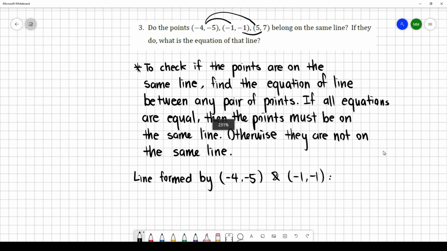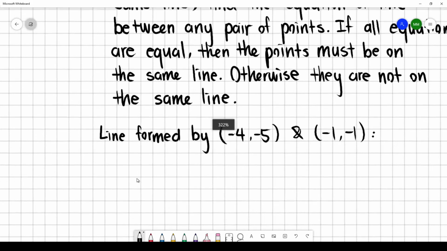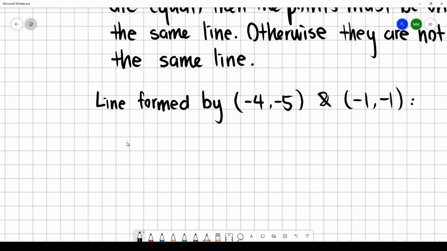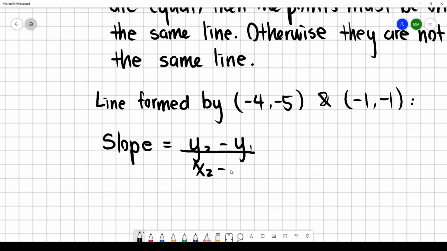Now, remember, we need to do a slope calculation first. Point slope form, we need a slope. We usually write y2 minus y1. Slope is the change in y over the change in x. So to have a change, you can only use 2 points.